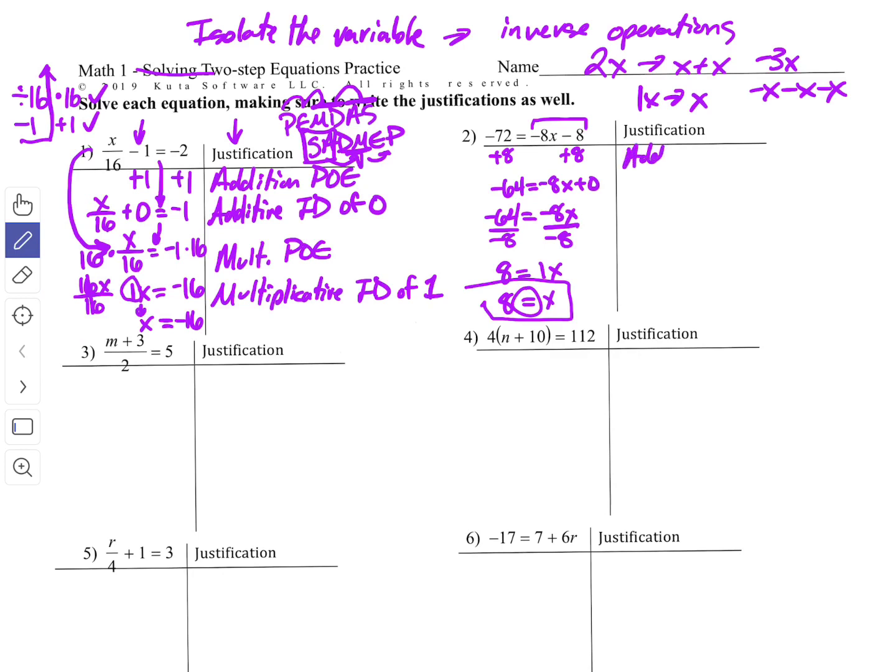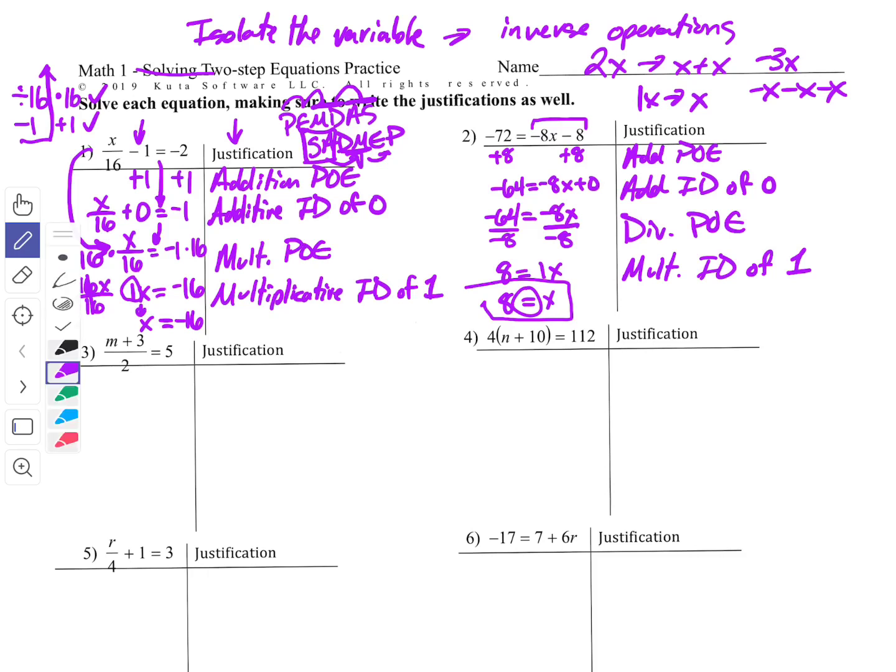So we used the addition property of equality, then the additive identity of 0, we abbreviate, then the division property of equality because we divided both sides, and then finally that multiplicative identity of 1. Okay? And we'll see that we end up using a lot of these similar rules, pretty much. Okay? Now, we take a look at number 3.